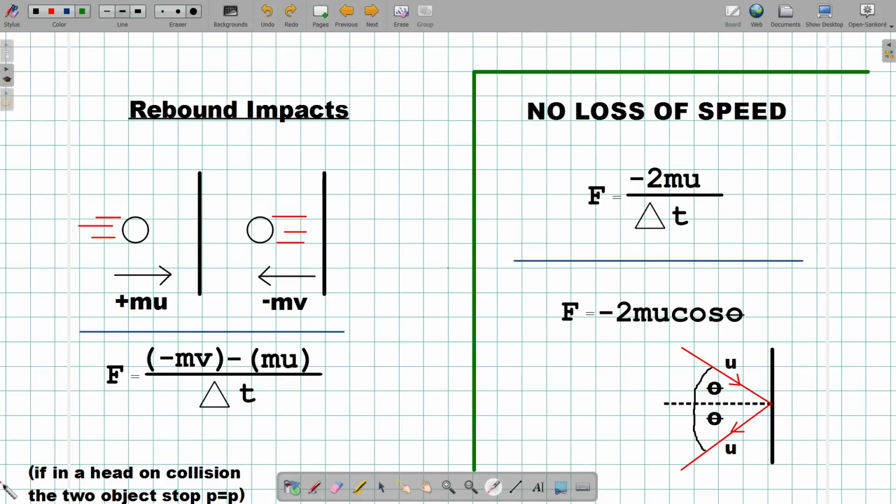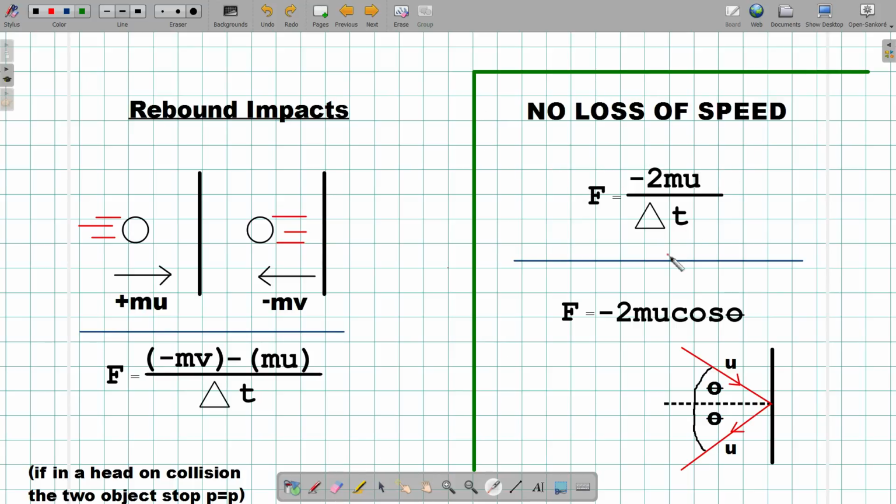Just as a little side note down here, I've put: if in a head-on collision the two objects stop, it means that the momentum of both the objects will be equal and opposite, because if they're moving towards each other, the momentum vectors are opposite. So one's going to be positive, one's going to be negative. As they hit together, the momentums are equal and opposite, so they're just going to stop because they'll cancel each other out. Just as a side note.